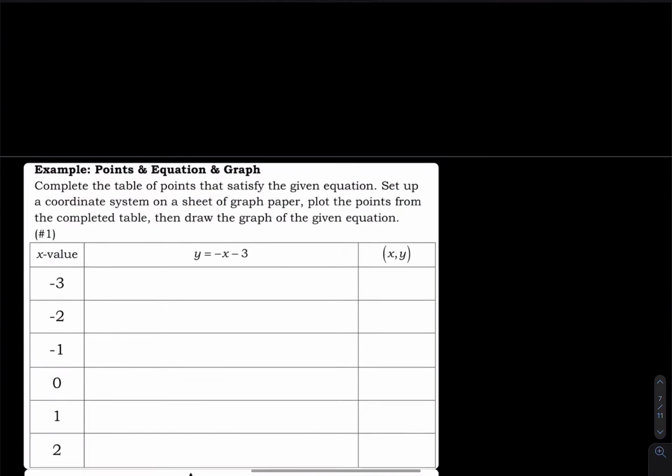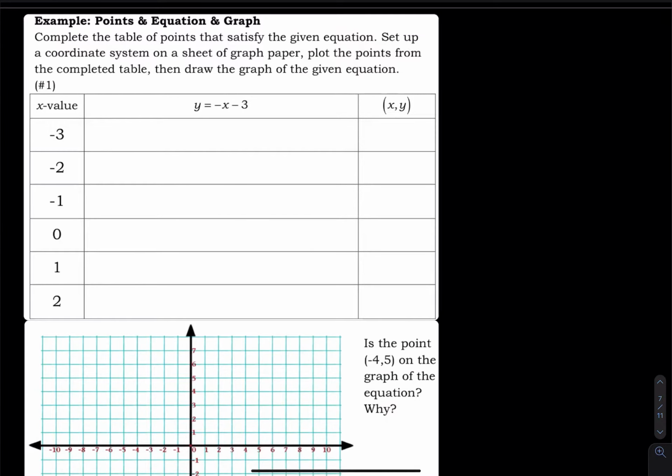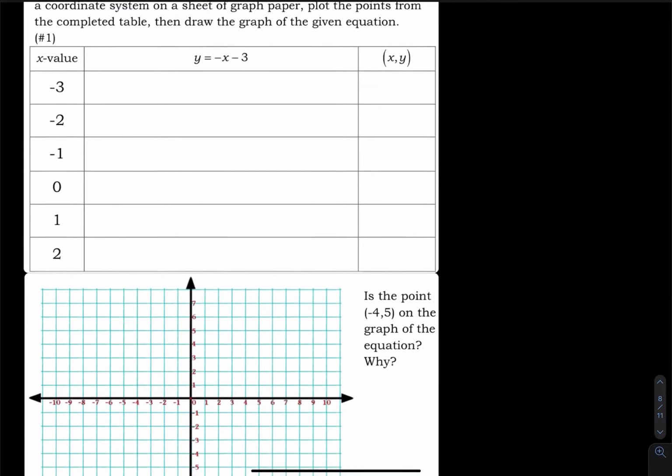All right, so let's move on to more exercises. So we have more right here. I have an equation, I pick some x values for you, and then you use this table of values to sketch the graph for me.